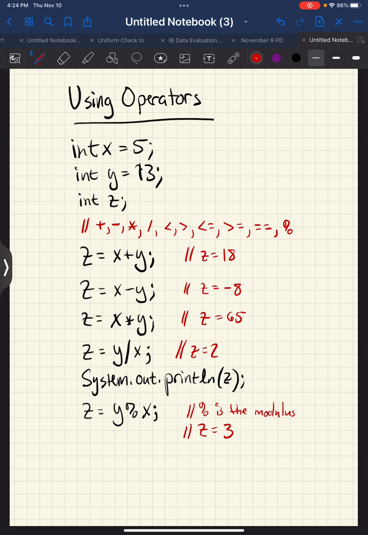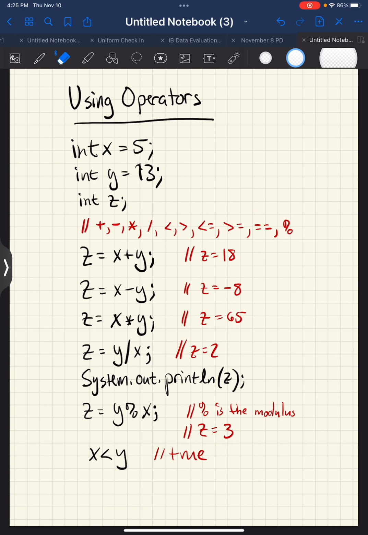Then these other operators up here, these are logical operators that compare two things. So if I have the expression x less than y, well, 5 is less than 13. So this one will be true. And these all, less than, greater than, less than or equal to, greater than or equal to, they work the way you expect.